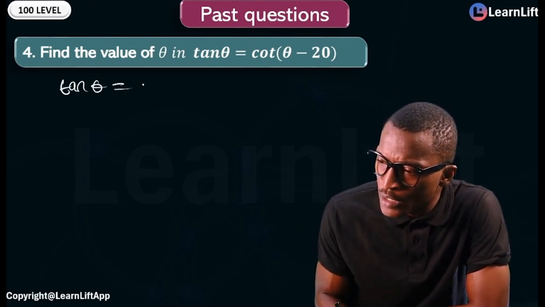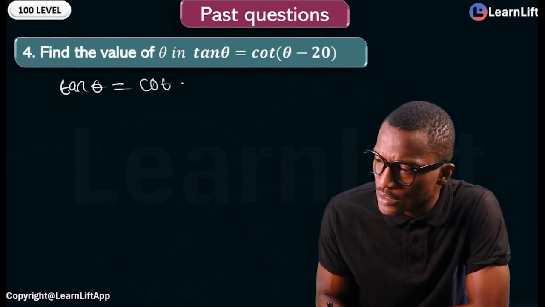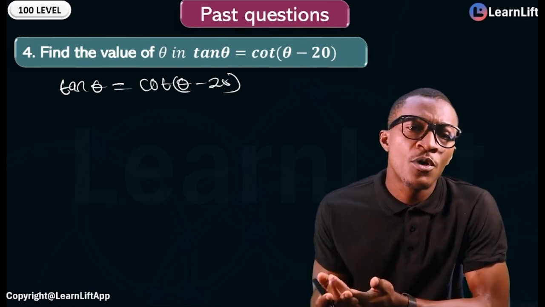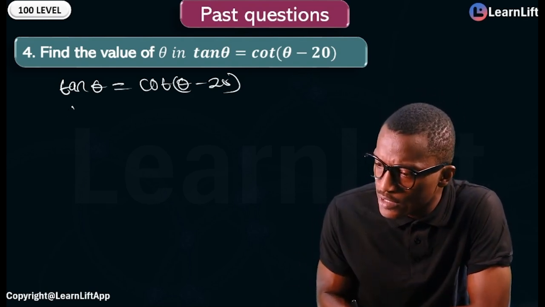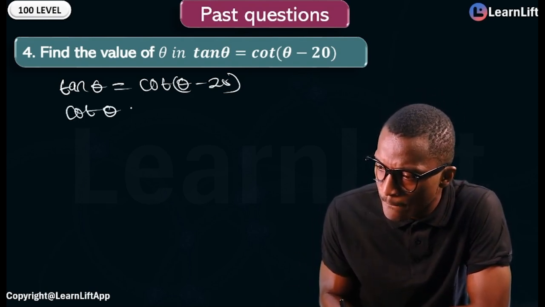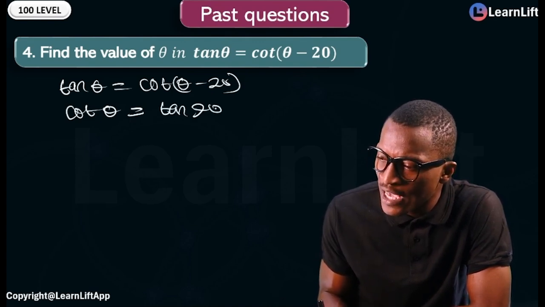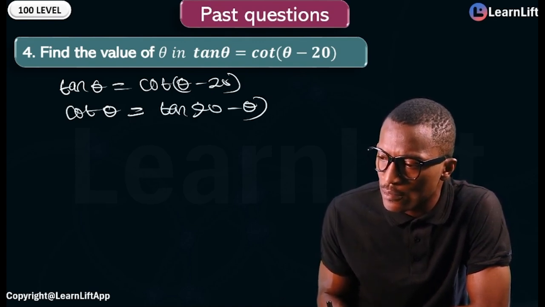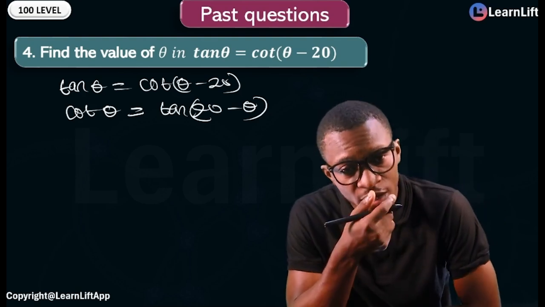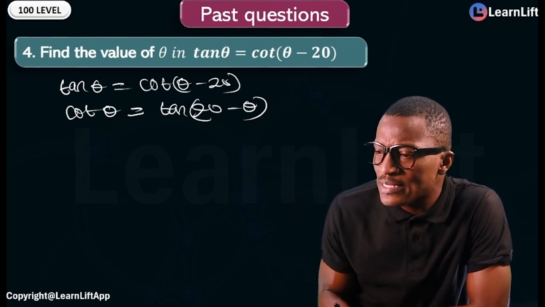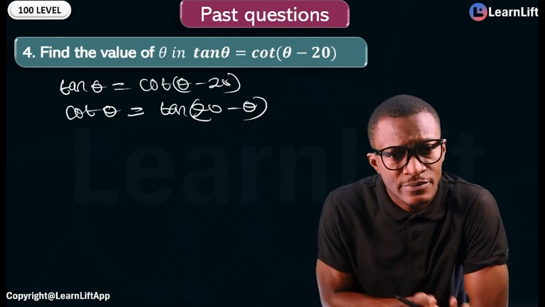Tan theta is equal to cot theta minus 20. Right? Now, what law do we know? We know that cot theta is equal to tan 90 minus theta. Is that correct? So I may decide to use cot, or I may decide to use tan.